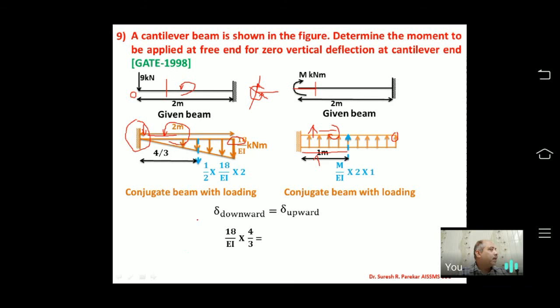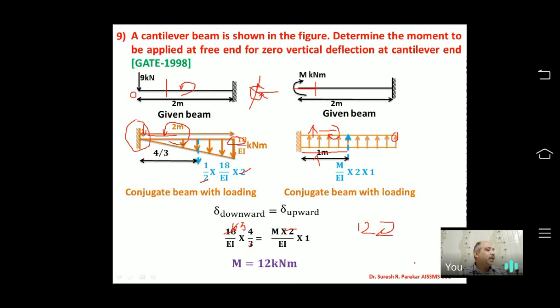So we can see 18, 2 get cancelled, these 2 and these 2 get cancelled, and we have 18 upon EI into 4 by 3, and that is equal to M upon EI into 2 into 1. Then 3 gets cancelled with 18, we have 6, and this 2 also gets cancelled, and then we are going to get it as 3. If you calculate M, I will get M equal to 12 kilonewton meter. Means if I apply M as 12 kilonewton meter, but I get the positive value, it means I have to apply it in which direction?